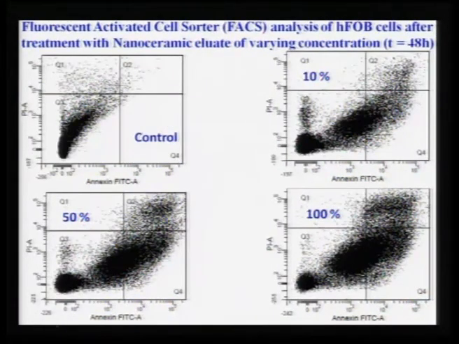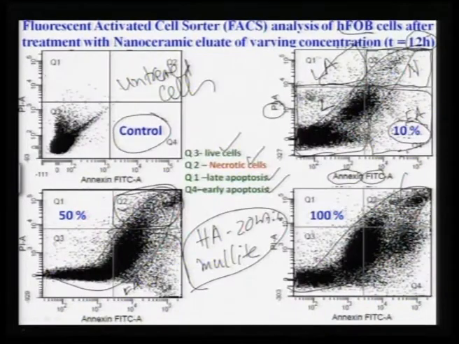What happens in the 48 hours treatment? At 48 hours you notice that a really large number of cells are going to the necrosis stage, and if you qualitatively compare, these numbers are more than what you have seen at the corresponding concentration after 12-hour treatment. Do you understand what I am saying?